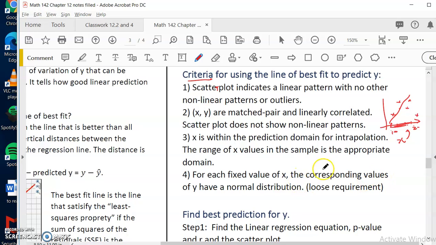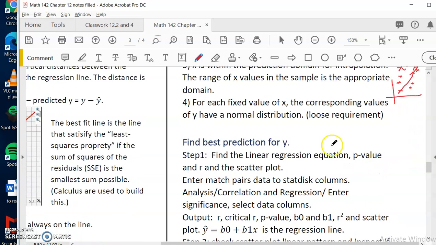The other requirement is about how the points distribute around the line. For a certain x, sometimes you have multiple y, and the distribution should be normal. This is a loose requirement, it doesn't have to be very good, but it rules out cases where the points are spread out really far at one end and really close at the other. Then they don't seem normally distributed. So be aware of those requirements.